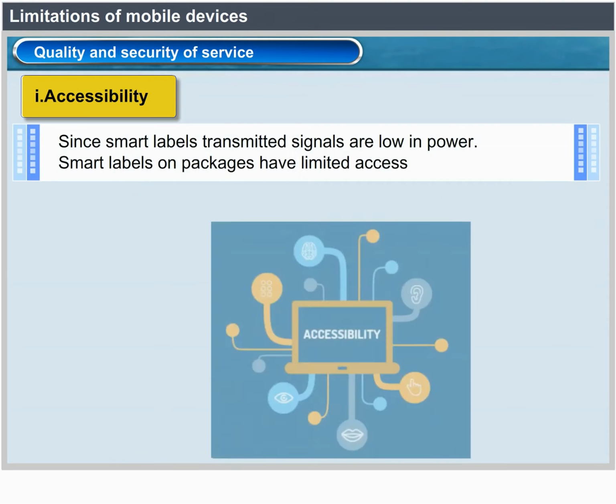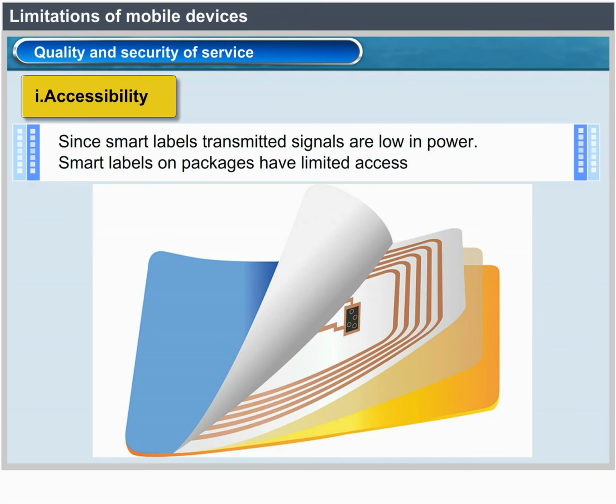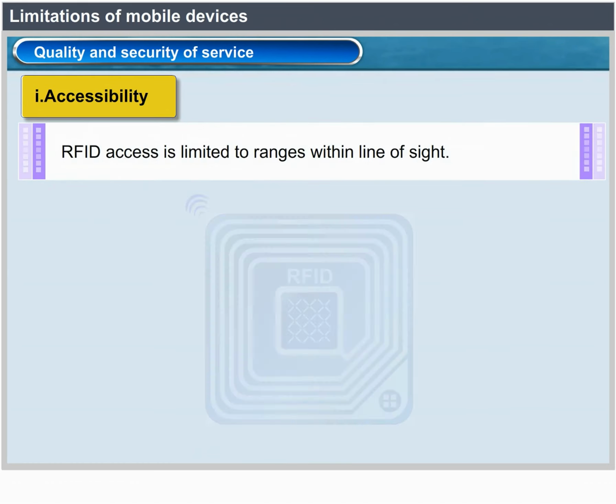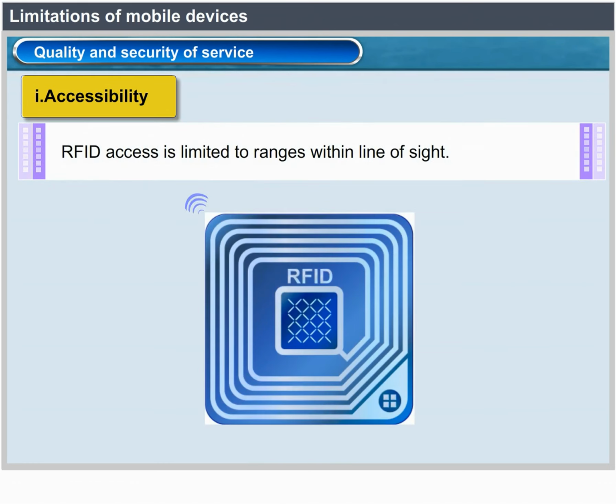Accessibility. Smart labels on packages have limited access because their transmitted signals are low in power. These labels can only be read within short ranges. RFID access is limited to ranges within line of sight.